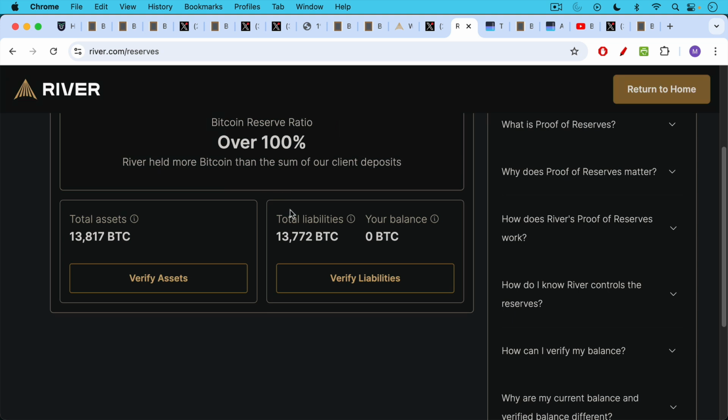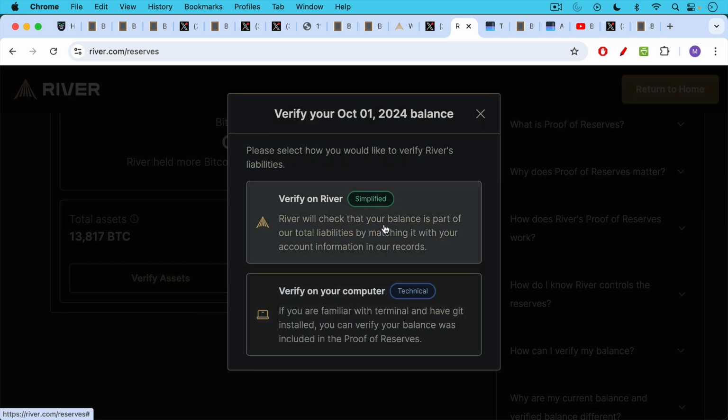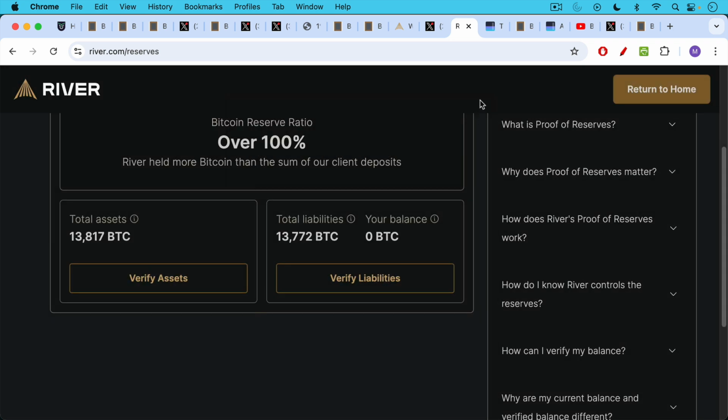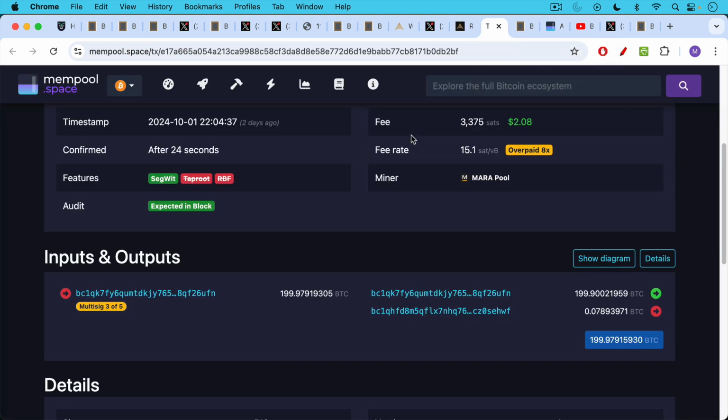Now, in terms of the liabilities, this is the Bitcoin that River owes to customers. I was not holding any Bitcoin, obviously, in this account on October 1st, which shows why I have a Bitcoin balance of zero here. My Bitcoin's in self-custody, but let's take a look here. If you're holding any Bitcoin with River, you'll be able to actually verify that your balance is part of this. We can click verify liabilities. And then there are two ways of doing it. You can verify on River. There's also a way, if you're a little bit more technical, to do it. So I'd encourage you to do that. And River itself is encouraging all of its customers to do this. And the more people who do this, the more proof we have and the more confidence we have that River is holding enough Bitcoin for their customers.